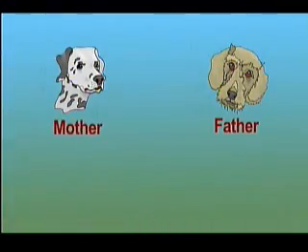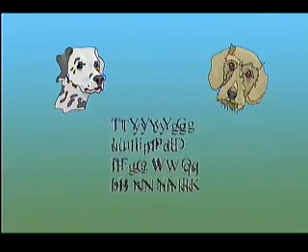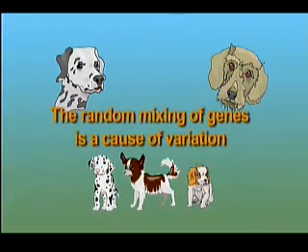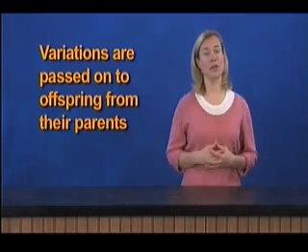This happens because each puppy gets a slightly different combination of genes from the father and mother. The random mixing of genes is a cause of variation. Variations are passed on to offspring from their parents. That's an important part of the story.